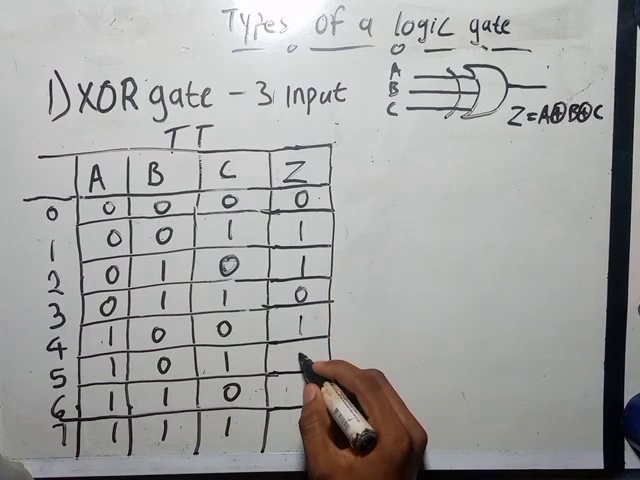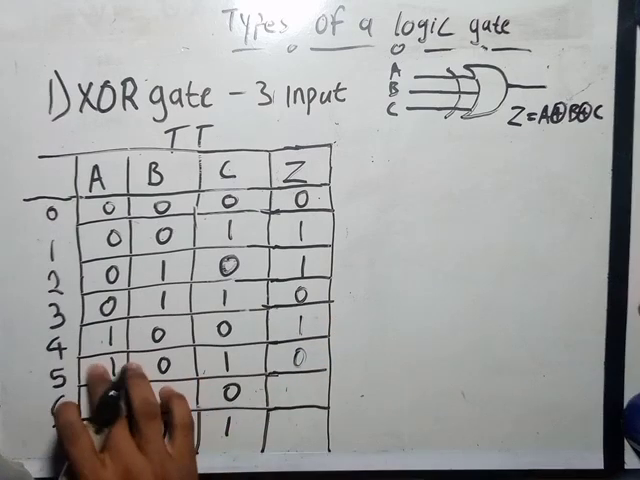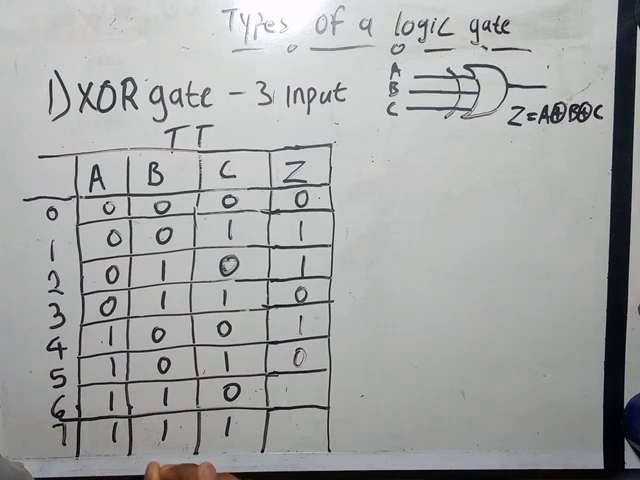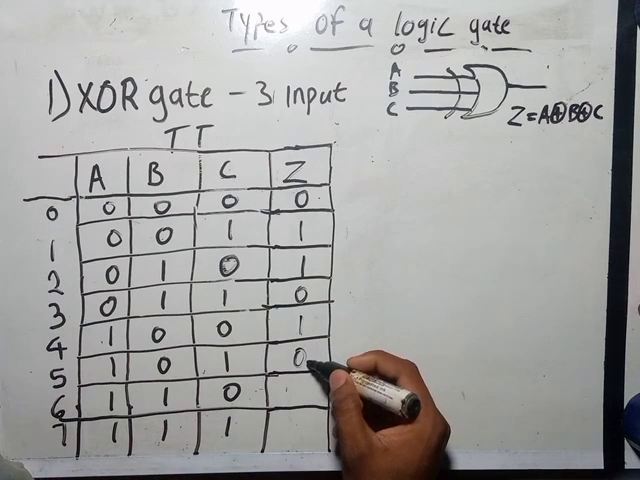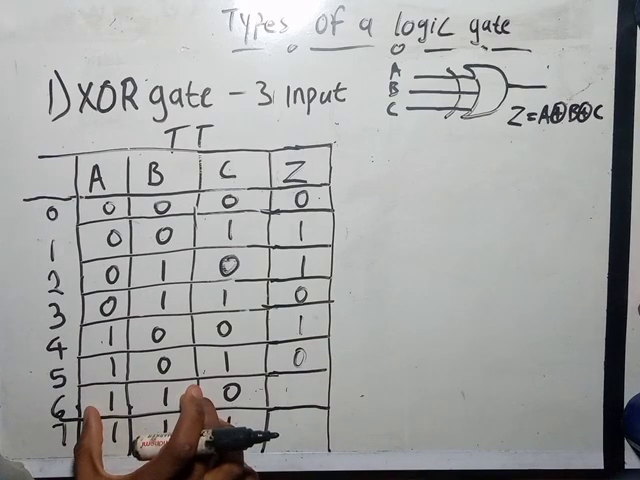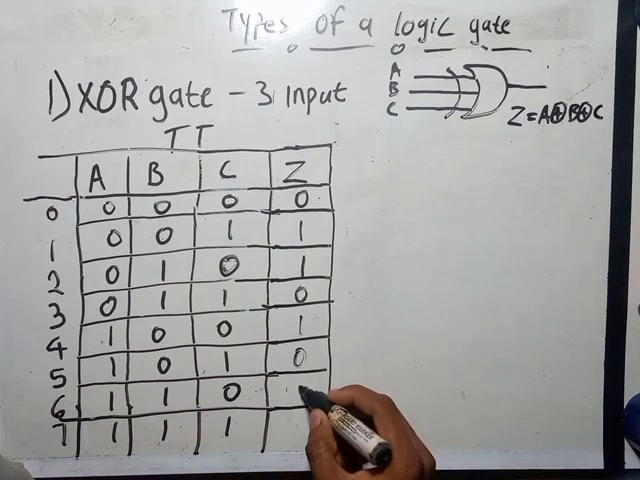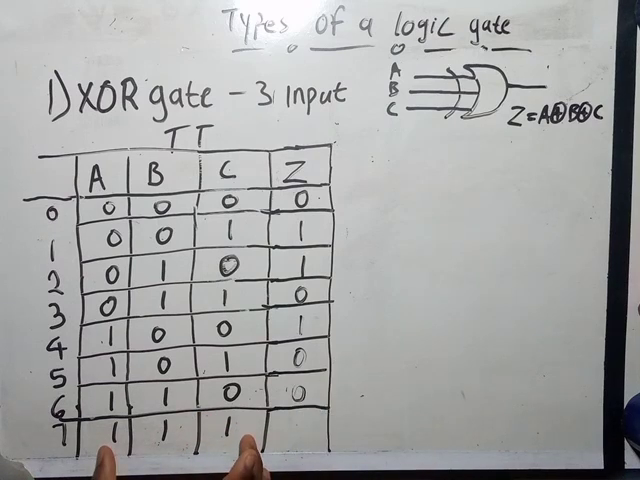Over here it will be 0 because we have 1 and 1, which is 2 high inputs. So our output will be 0. Even number of inputs. So our output will be what? 0. Then this odd number of inputs. Then our output will be what? High. Odd number of high inputs, so our output will be what? High. So this is for the XOR.